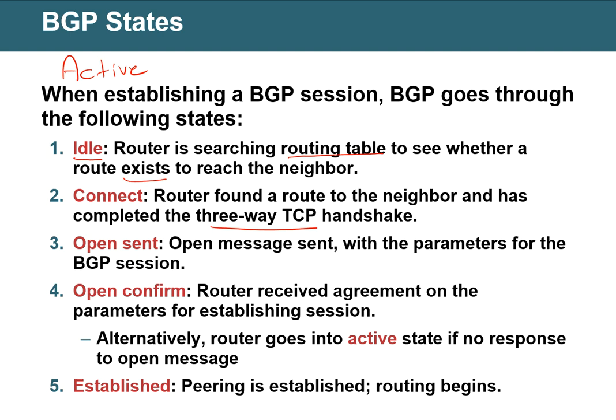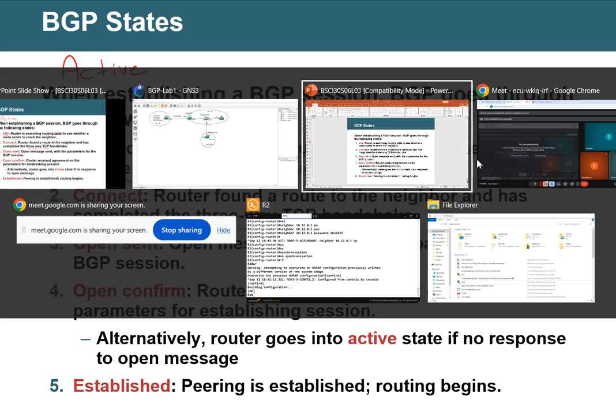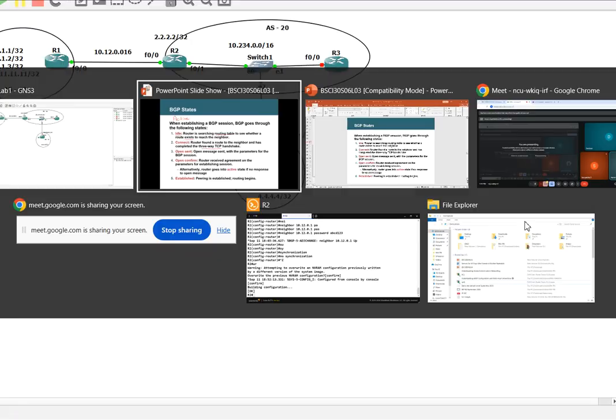Sometimes it is authentication. On one side you configure authentication, the other side is not. So the three-way handshake itself will not be happening if authentication is not proper. It won't go even to open send. Now when everything is fine, it will go to established state, as you see here.